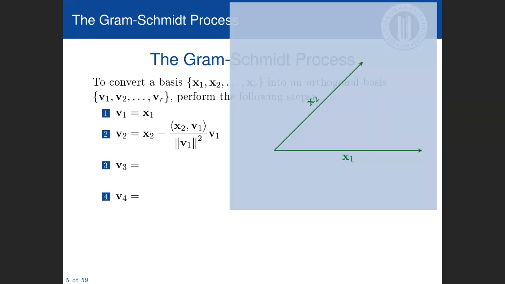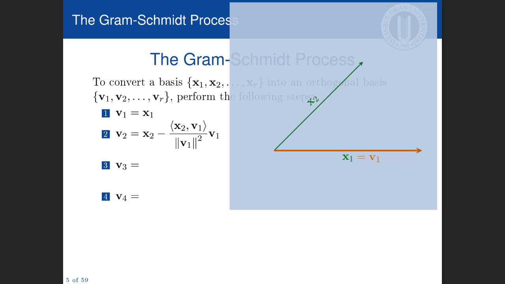Let's suppose we're starting with X1 and X2 looking like this. V1, we just say, is the same as X1, and then we want to construct a V2 which is orthogonal to V1. This vector is pointing in the same direction as V1. This is a number multiplied by V1. And the number is inner product of X2 and V1 divided by norm of V1 squared. Or if you prefer, we could put that up here. And then if we do X2 minus this black vector, we're going to get the vector V2.